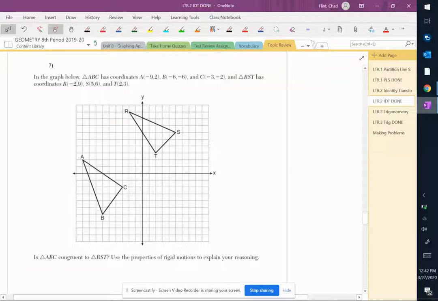This problem is another kind of random one that showed up on the test one time, but it's got some stuff in there I want to talk about. So it says, is triangle ABC congruent with the triangle RST? Never assume that it's congruent just because it asks that it is, because the Regents exam likes to have things not be true and ask you why.